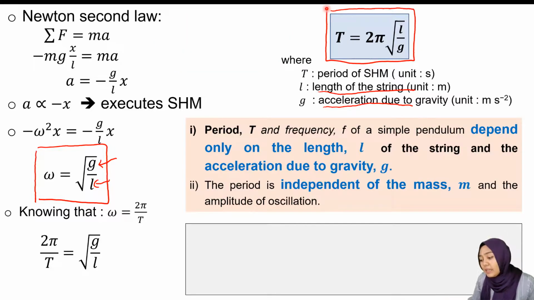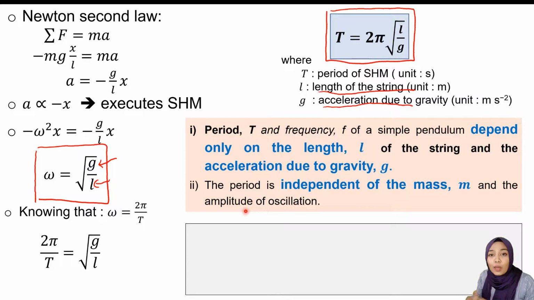Okay, so the period and frequency of a pendulum depend only on the length and the gravitational acceleration. Because we are on Earth, the gravitational acceleration of the Earth is 9.81 meters per second squared. So the period is independent of the mass. It doesn't matter how big or how small, how light or how heavy the mass of the pendulum bob is, it does not depend on that. And also, it doesn't depend on the amplitude.